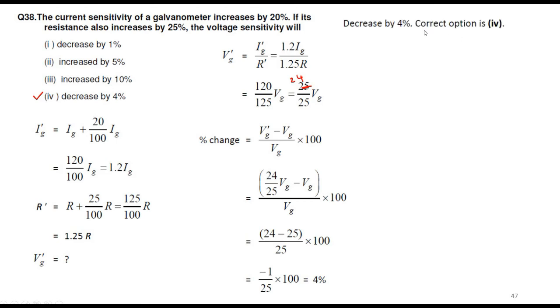Okay? Decreases by 4%. Correct option is option 4. Got that?